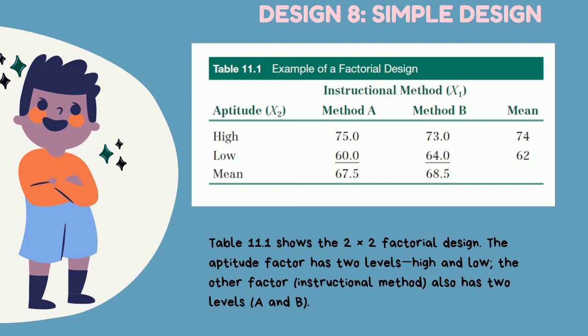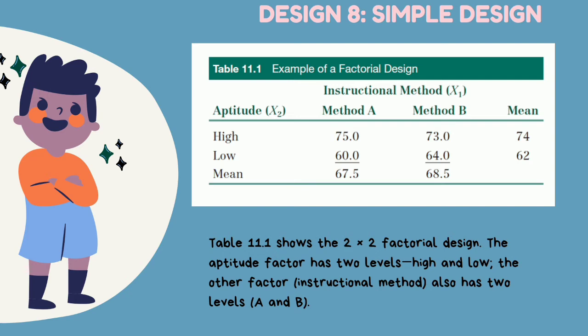A factorial design also permits the investigator to assess interaction between the 2 independent variables, that is, the different effects of one of them at different levels of the other. If there is an interaction, the effect that the treatment has on learning will differ for the 2 aptitude levels. If there is no interaction, the effect of the treatment will be the same for both levels of aptitude.